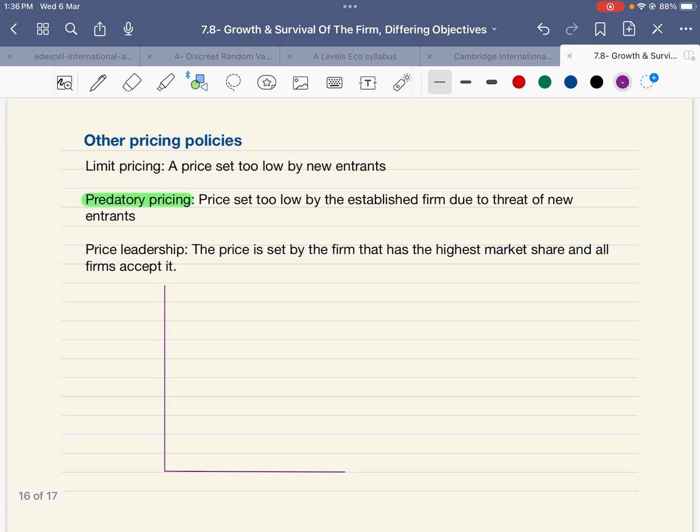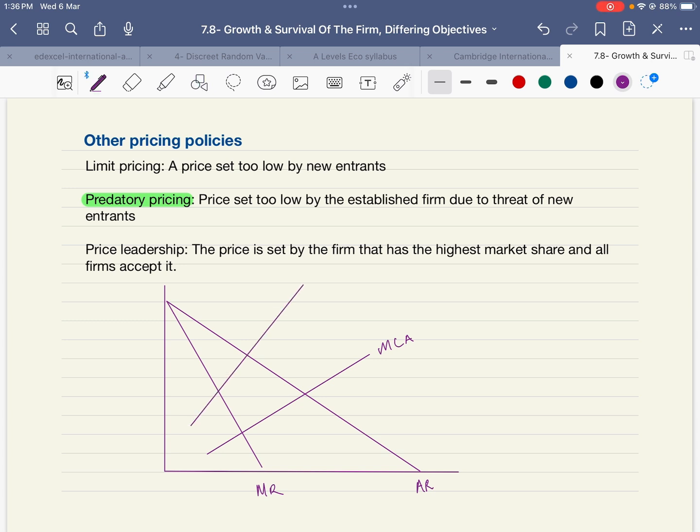Let's look at the graph. Suppose there are two firms operating in the market. This is the average revenue curve and this is the marginal revenue curve. Let's say that there are two firms operating in the market and these are the marginal cost curves for both of them. This is marginal cost for firm A and this is marginal cost for firm B. Firm A operates at a lower cost level where marginal revenue is equal to marginal cost. Let's extend this. This firm can offer their product for this price.